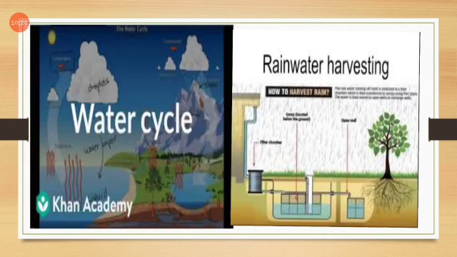Now let us quickly recall this lesson. We learned about changes of states of water. We discussed the water cycle and rainwater harvesting. Children, I hope you have understood this lesson. Thank you.